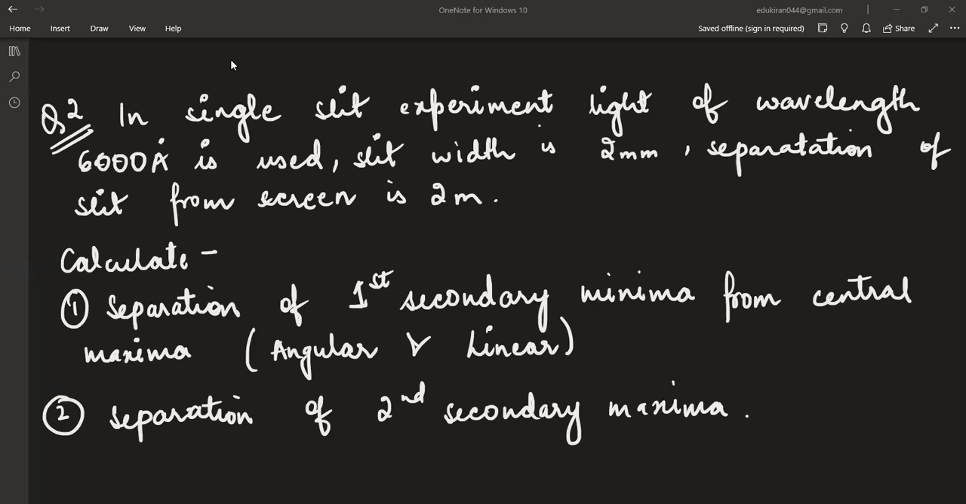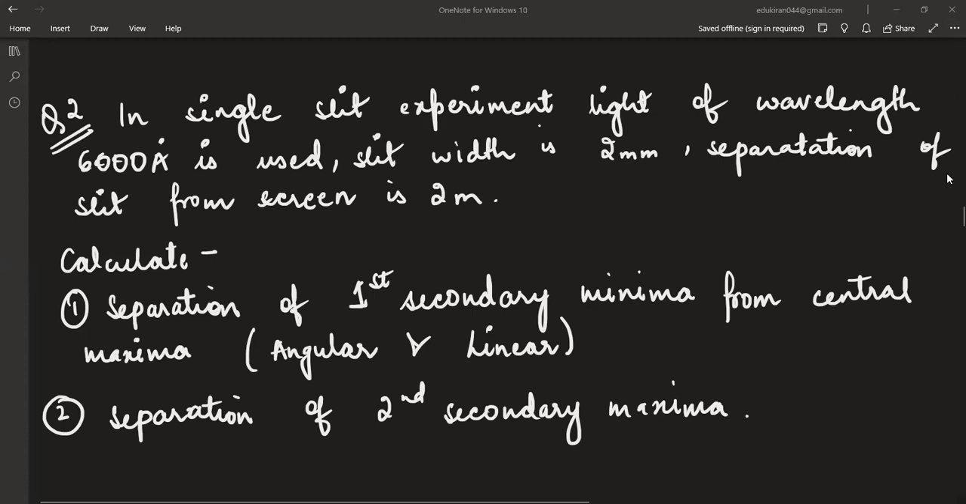Yes, so this says in a single slit experiment, light of wavelength 6000 angstrom is used. Slit width is 2 millimeters. Separation of the slit from the screen is 2 meters. You have to calculate the separation of first minima from central maxima, angular and linear, and the separation of second maxima. So usage of minima and maxima is very clear through this question.